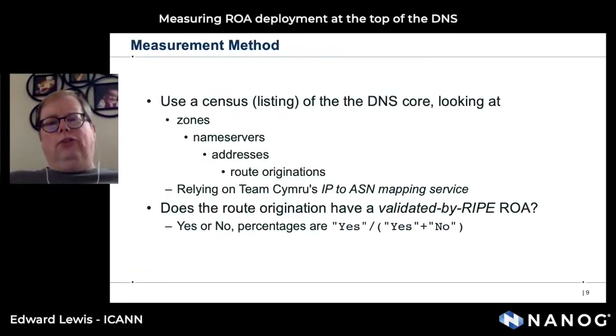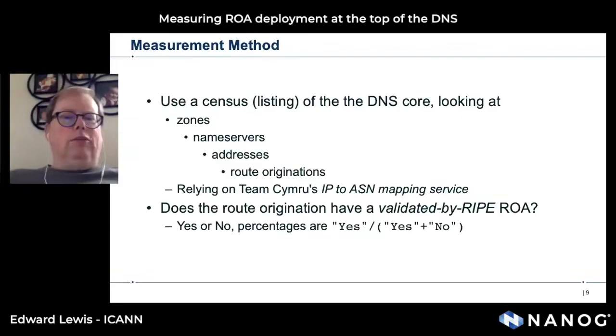My method is pretty simple. I create a census of the DNS core. I look at everything that's in there, the zones. The zones use name servers. The name servers use addresses. Addresses have route originations related to them. I get the mapping from Team Cymru's IP to ASN mapping service. That's my source for routing information. And whether or not there's a ROA, I get that from a list published by the RIPE NCC, which just has a list of everything that's been validated. And my percentages are yes divided by yes plus no.